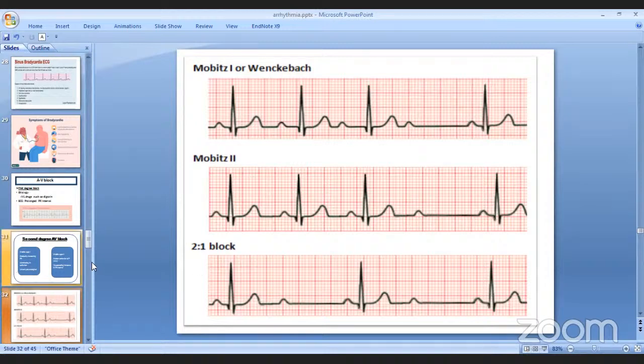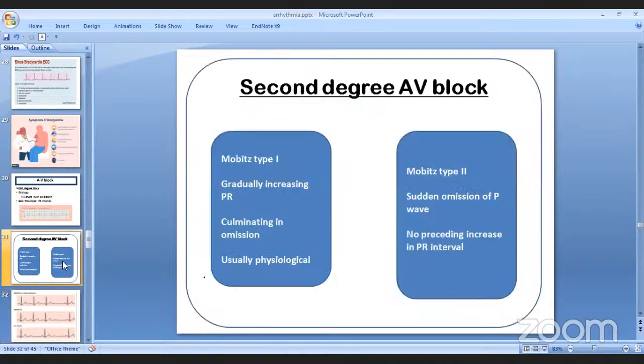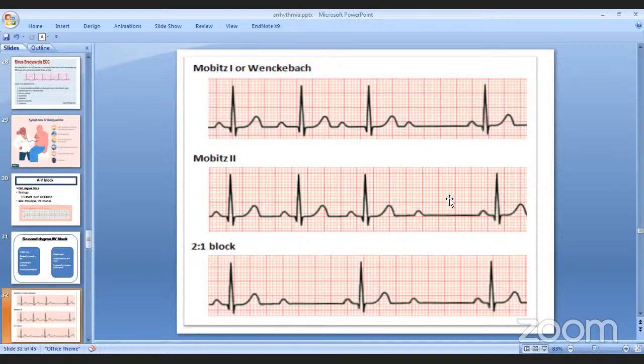Abruptly, okay? Mobitz type 1 shows a gradually increasing pattern, but here there is an abrupt, sudden omission of the QRS after the P wave. Right? Yes, the figure shows a sudden omission over here.